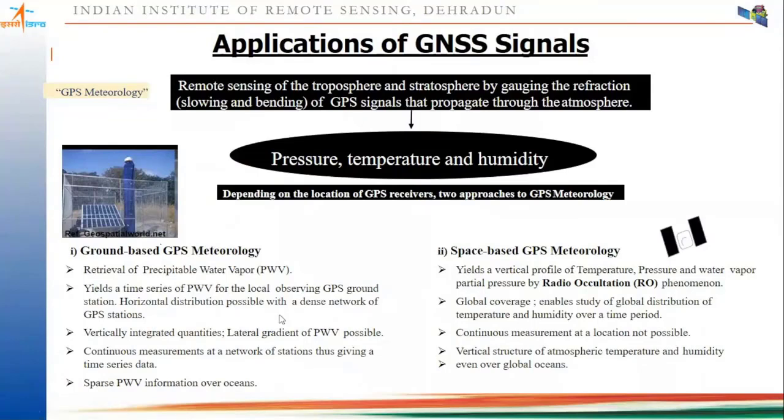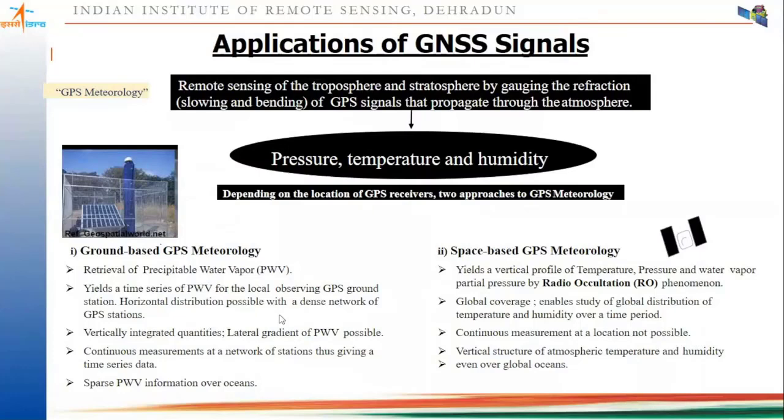Horizontal distribution is possible with a dense network of GPS stations. When we are doing weather prediction analysis or NWP, we should have a larger number of receivers on the ground, spaced at a certain distance, like 50 to 60 or 70 kilometers, so that at least one receiver is in each area.